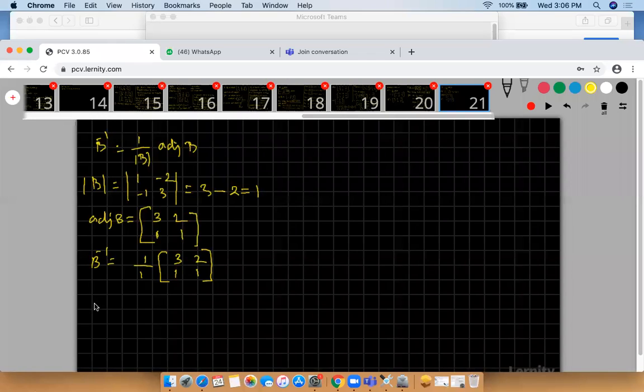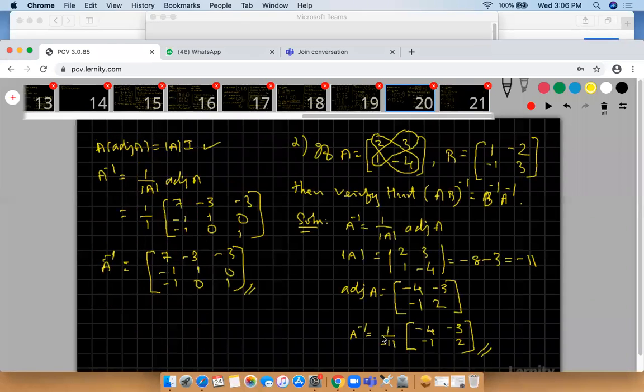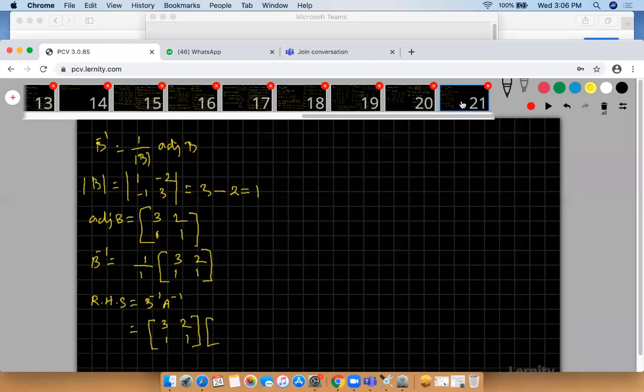Right, now come to that. What is your right hand side? My right hand side is B inverse into A inverse. Okay, what is actually B inverse? My B inverse is equal to [3, 2; 1, 1]. What is my A inverse? My A inverse is minus 1 by 11 into [-4, -3; -1, 2]. So therefore, here minus 1 by 11, this is multiplication of minus 1 by 11, this is [-4, -3; -1, 2].